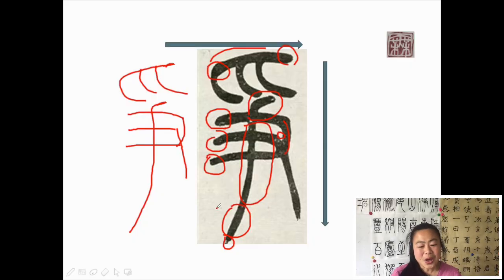Okay, now, do you know how to write this character with a Chinese calligraphy brush?